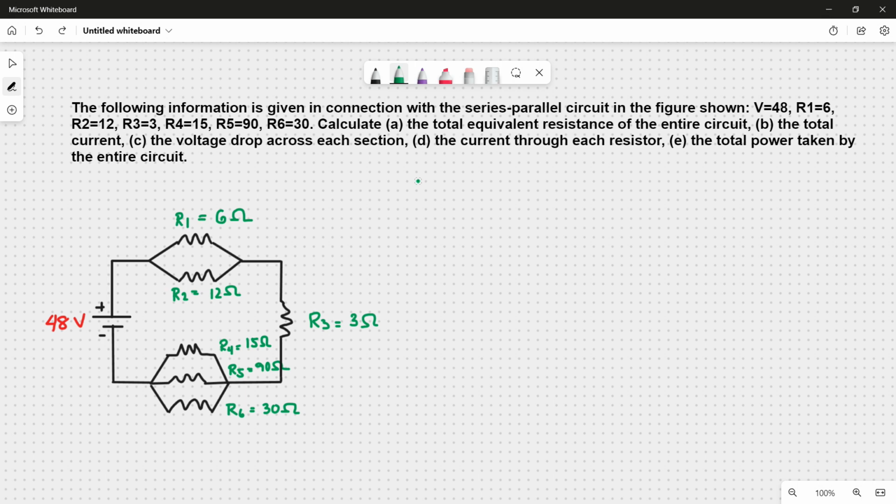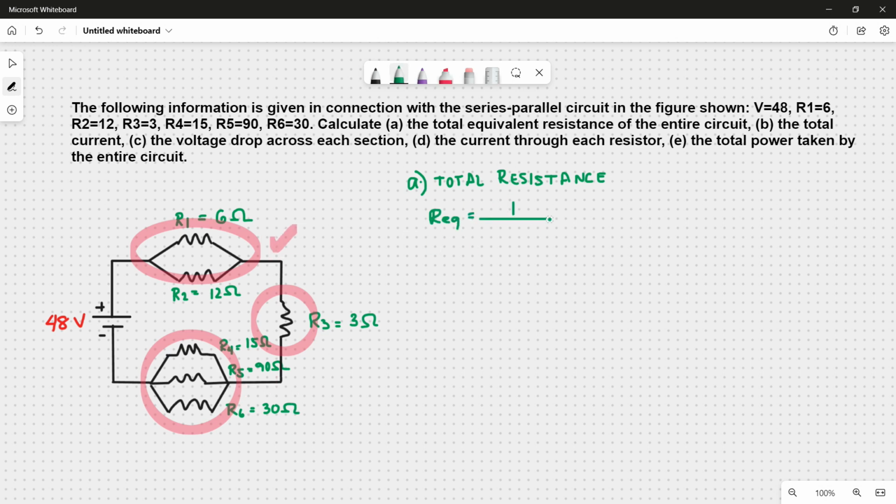So for letter A, we are asked to find the total resistance. As you can see, these three sections are in series. However, these two have parallel resistors that we need to simplify in order for us to add all of these up together. And so for the first section, which is in parallel, we say 1 divided by 1 over R1 plus 1 over R2. Next, we're just going to add R3 here.